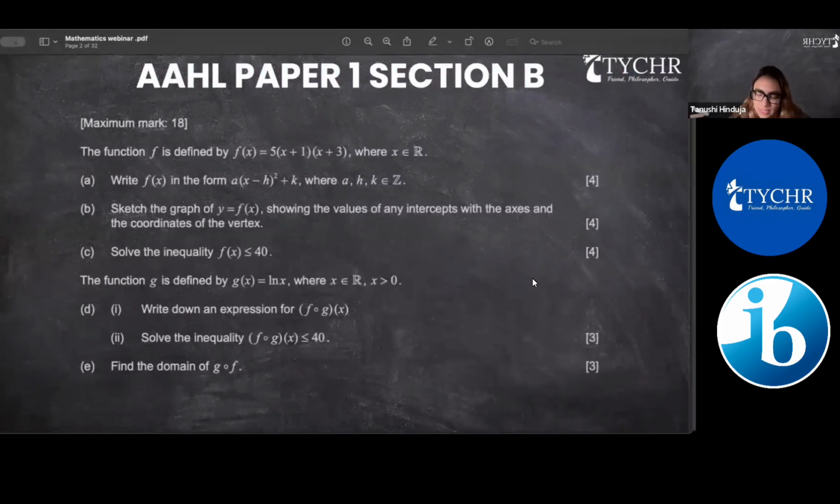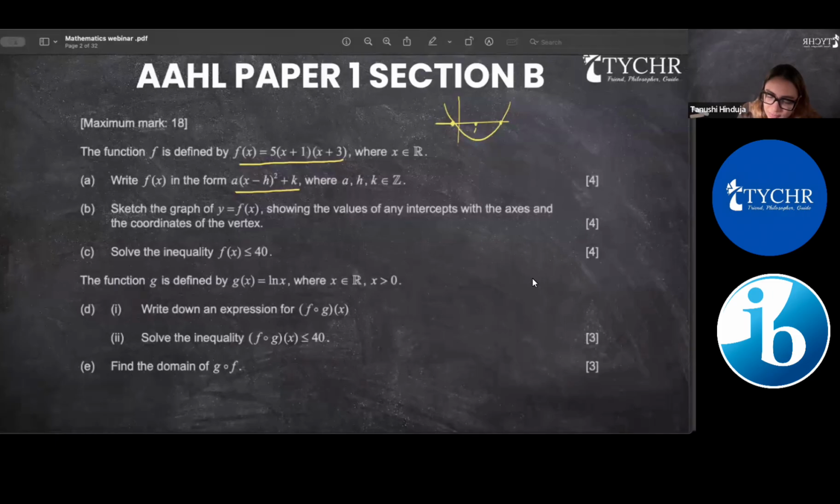This is based on quadratics. The function is given in the factorized form, and they are asking us to convert it to the vertex form. One way would be to expand it and then convert. Instead, we're going to be smart about it. We know that the vertex would always lie between the two roots. So I can just get the x-coordinate of the vertex by taking the average of the two roots.